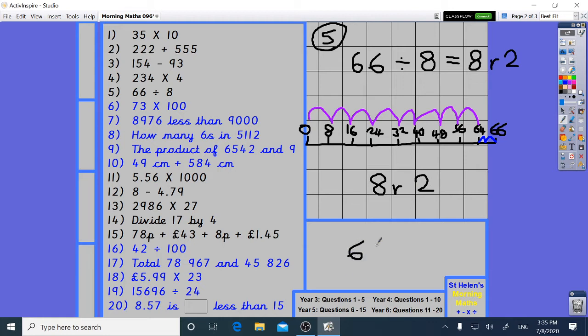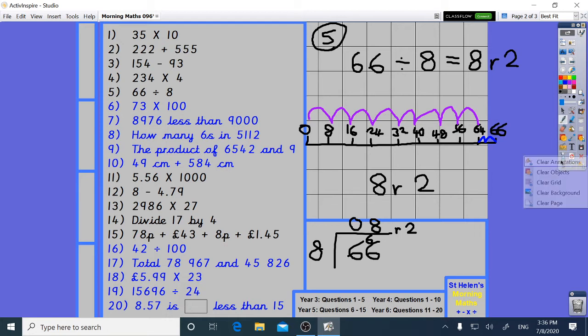On the bus stop, 66 divided by 8. 8 can't fit into 6, carry the 6, and you end up doing the song as you were doing there. 8 fits into 66 8 times with 2 left over, so 8 remainder 2. So whichever way you do it, you get 8 remainder 2.